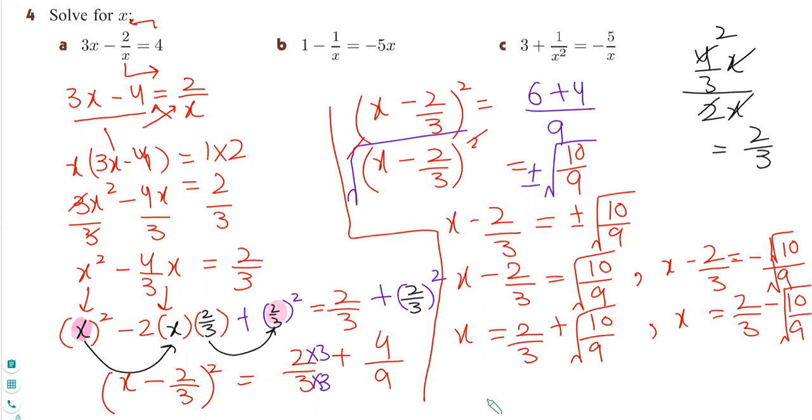Okay, using your calculator to simplify this, writing 2 over 3, then plus square root of 10 over 9. So I get 1.72 in 3 significant figures. Now with the negative sign, what we got is negative 0.387, right? So that's how we can solve the quadratic equation by using the completed square method.